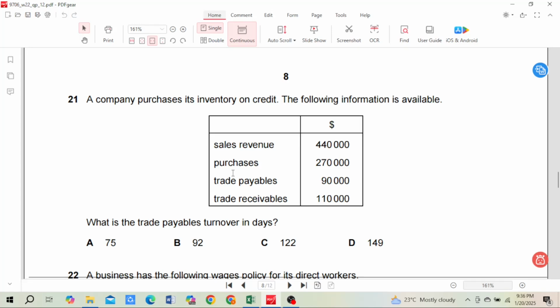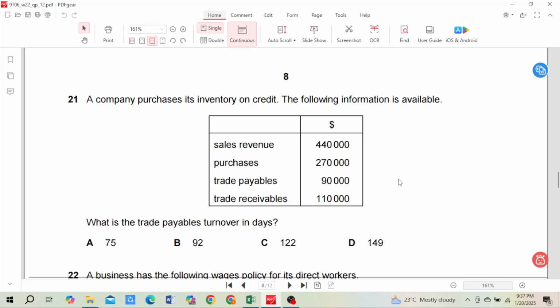So today we'll start with this question from 21 onwards. This is from 2022 October November paper 12. So this is the part 3 of this question. In this question it says 21, a company purchases inventory on credit. The following information is available. Sales revenue 440,000, purchases 270,000, trade payable 90,000, trade receivable 110,000. What is the trade payable turnover in days?